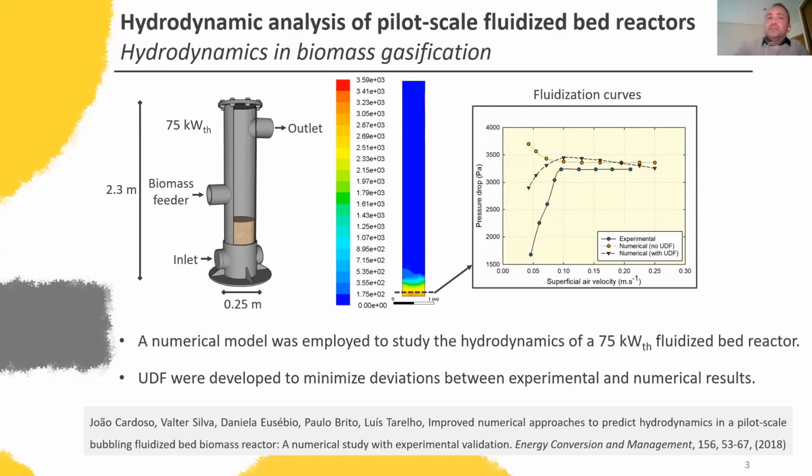I can tell you that if you do not include this kind of code, you could have errors much more than 100%. So it is very important to understand how we can do this kind of simulation, to be very accurate and to use it with industrial partners.